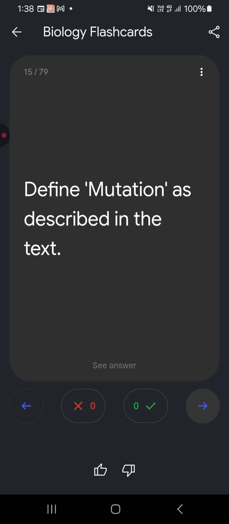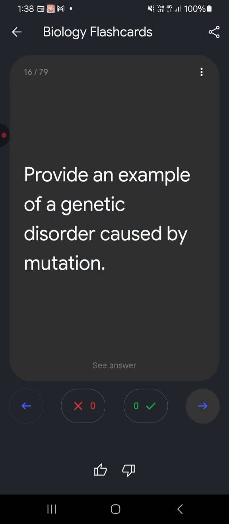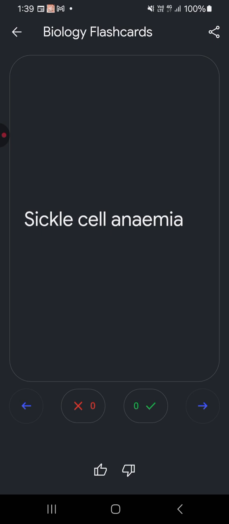Define mutation as described in the text. Mutations are sudden changes in a gene where any nucleotide of the gene changes its position, causing a minor or a major change. So, mutations are sudden changes in a gene. Provide an example of a genetic disorder caused by mutation. Sickle cell anemia.